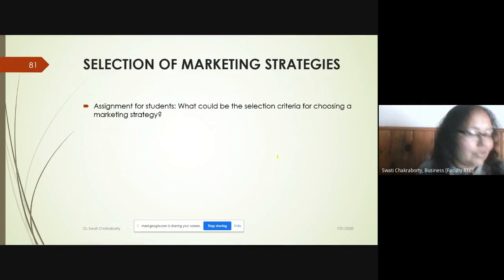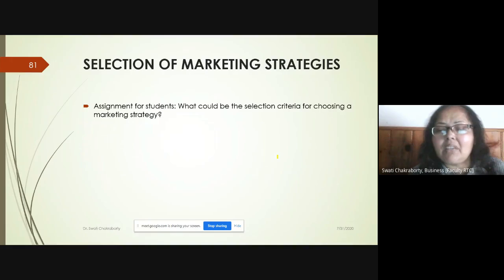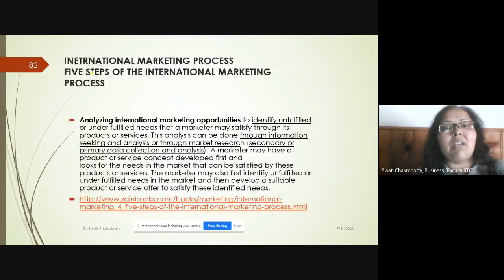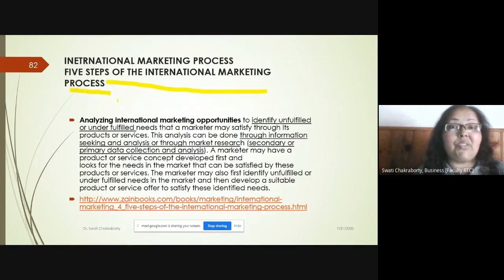So, selection of marketing strategies. What would be the best selection criteria for choosing a marketing strategy? You can think from the point of view of Bhutan and tell, right? I'm just telling you the general thing. So when we talk of the international marketing process, there are 5 steps of the international marketing process, right?